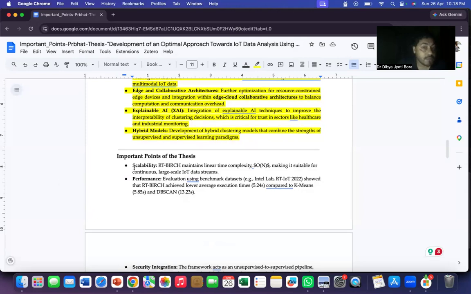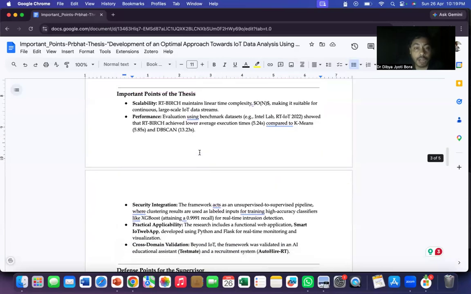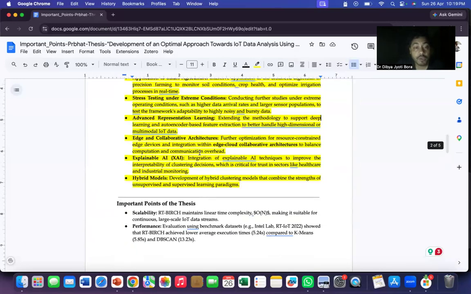And then explainable AI, integration with XAI, explainable AI, to improve the interpretability of the clustering decision that is critical for trust in sectors like healthcare and industrial monitoring. And then last, we can say about hybrid models. You can develop some hybrid clustering models that combine the strengths of unsupervised and supervised learning paradigms. Now, these are the future scope that you guys can work on.